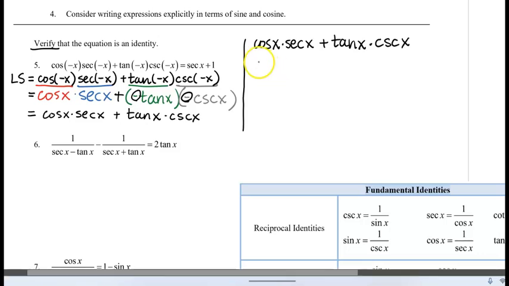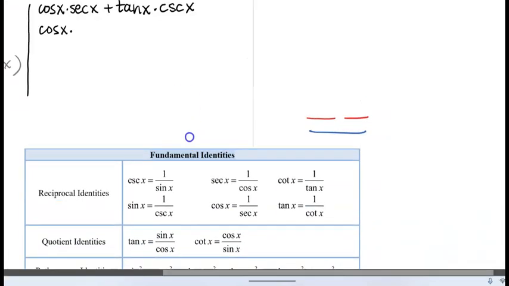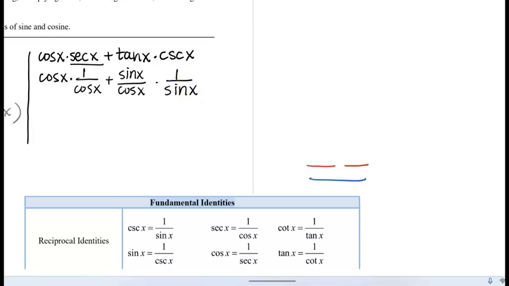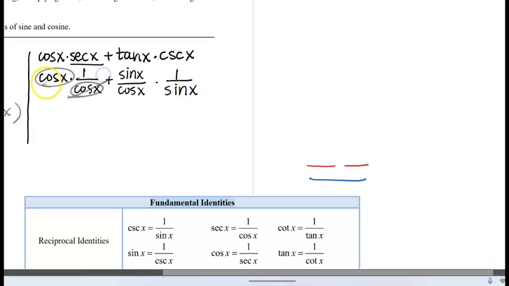So the cosine I will leave alone since it's already a cosine. The secant I'm going to replace with 1 over cosine. The tangent I'm going to replace with sine over cosine. And the cosecant I'm going to replace with 1 over sine. And now let's see if anything cancels. So we do cancel out a cosine, which leaves us with a 1 in the first term. And then we cancel out a sine, which leaves us with, now let's multiply fractions straight across the top.